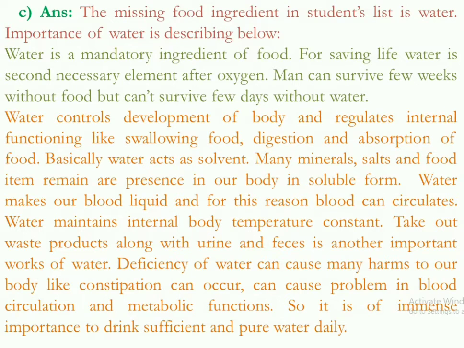Now let us see what function water has in our body. Water controls development of our body and regulates internal functioning like swallowing food, digestion and absorption of food. Basically, water acts as solvent. Many minerals, salts and food items are in soluble form in our body. Water makes our blood liquid, and as blood is liquid, it can circulate through the body very easily. So it is a very important task for water, that it makes blood liquid.